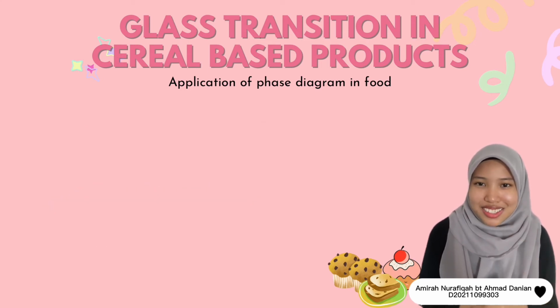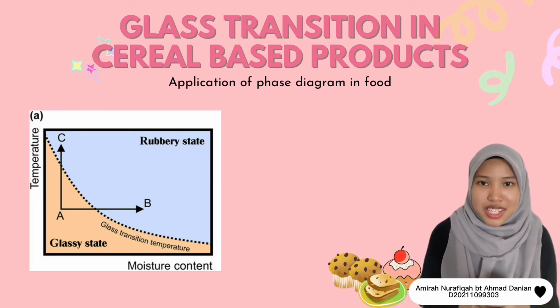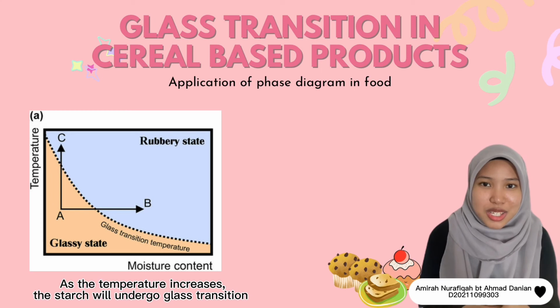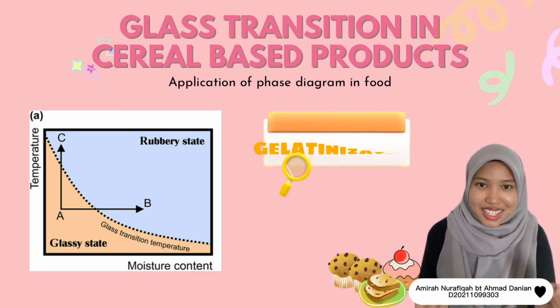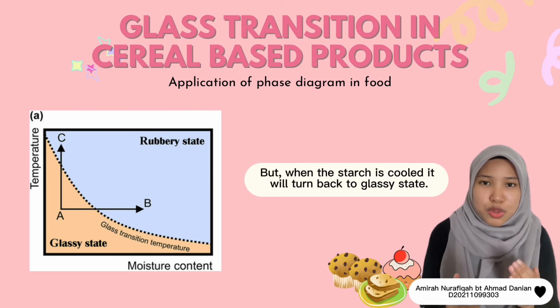Next, let's take a look at this graph. This is a phase diagram of glass transition mediated by temperature. As the temperature increases, the starch will undergo a glass transition called gelatinization. It will go from glassy state to rubbery state, but when the starch is cooled, it will turn back to a glassy state.